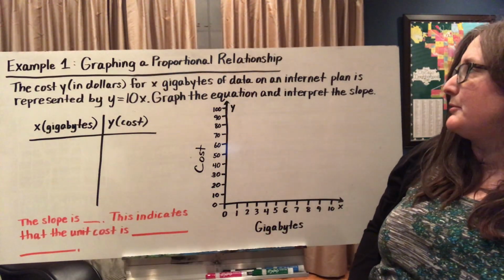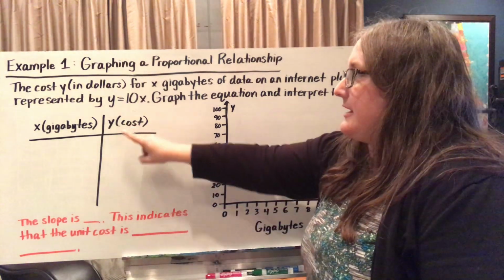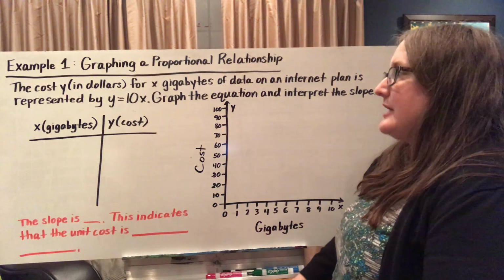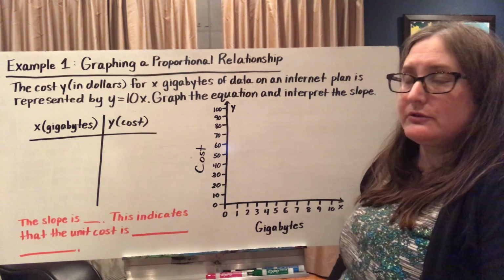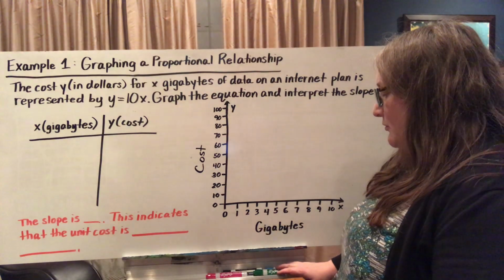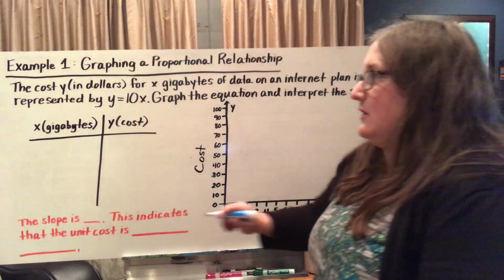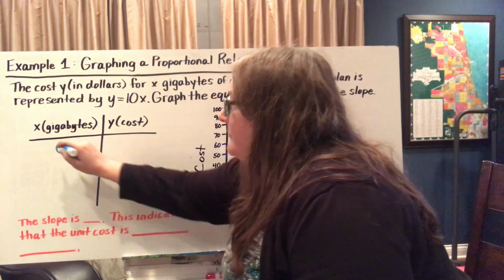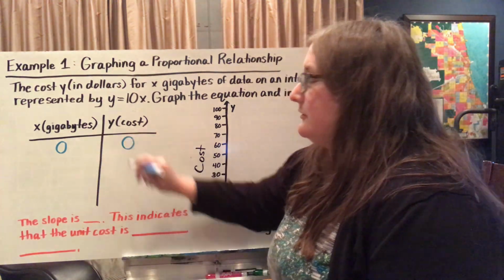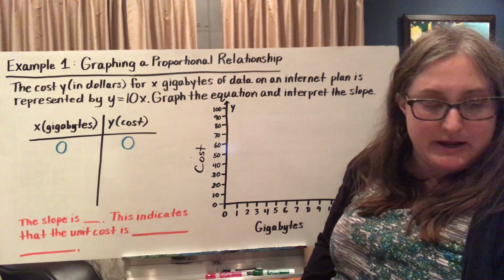So let's look at a proportional relationship. The cost is going to be y, and x is the number of gigabytes of data on an internet plan, and the whole thing is represented by the equation y equals 10x. So we're going to plug some points in here. If I get 0 gigabytes of data, I plug in 0. 0 times 10 means it's going to cost me $0. Which is logical. If I'm not getting any gigabytes, I shouldn't be paying any money.